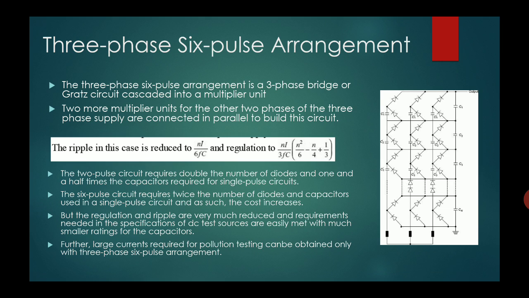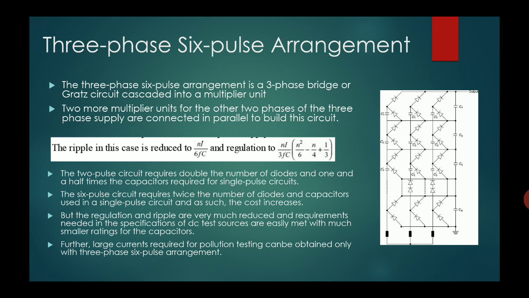Since we have multiple phases, the ripple will be reduced to Ni divided by 6Fc, and the regulation will be reduced to Ni divided by 3Fc into N square by 6 minus N by 4 plus 1/3. The 2 pulse circuit requires double the number of diodes and 1.5 times the capacitors required for the single pulse circuit.